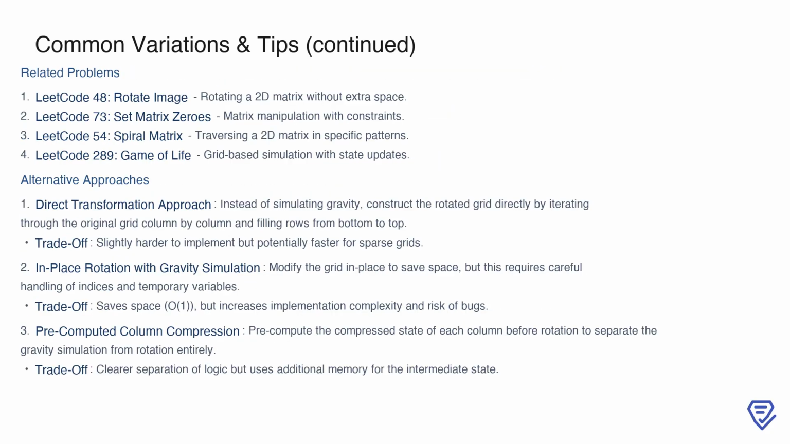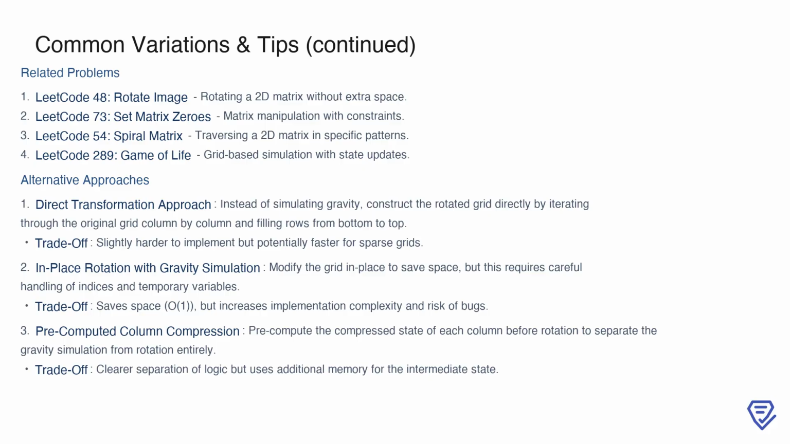This problem has strong connections to other LeetCode challenges involving matrix transformations in simulations. For example, LeetCode 48, Rotate Image, focuses on rotating a 2D matrix in place without using extra space. LeetCode 73, Set Matrix Zeroes, involves manipulating matrix elements under specific constraints, while LeetCode 54, Spiral Matrix, explores traversing a grid in a spiral pattern. Another related problem, LeetCode 289, Game of Life, revolves around grid-based state updates based on predefined rules.